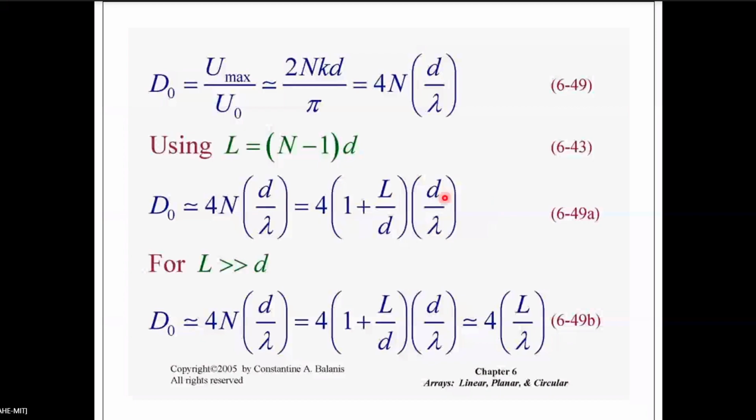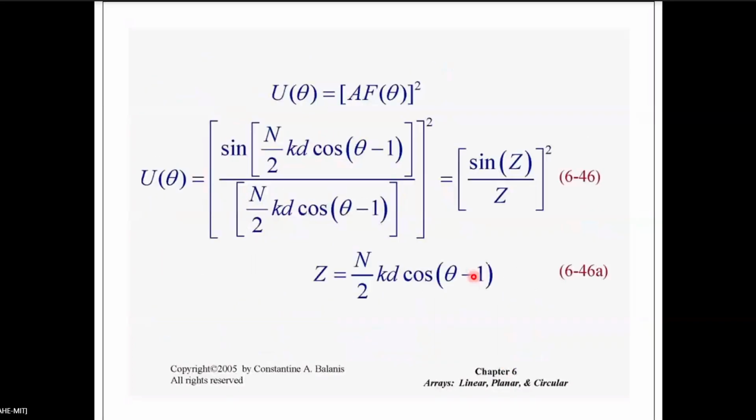So you get this thing as, L, the length of the array, is n minus 1 into D. So this you know. If you use L here, this equation gets converted to this form, and if L is much greater than D, you get this 4L by lambda. Do you want the derivation of that part, the integration of that?